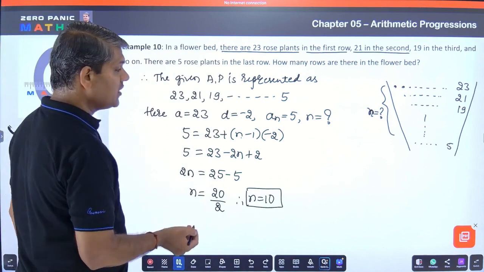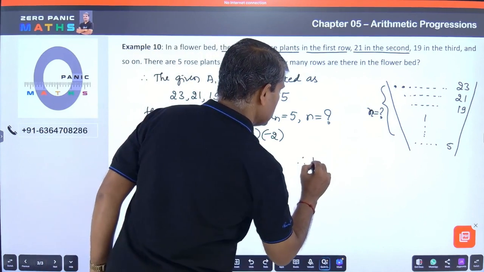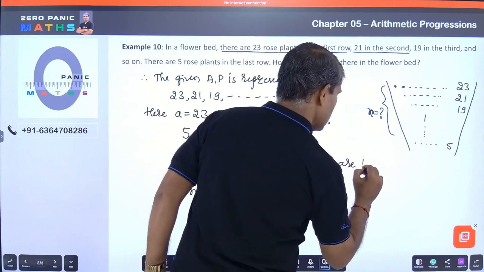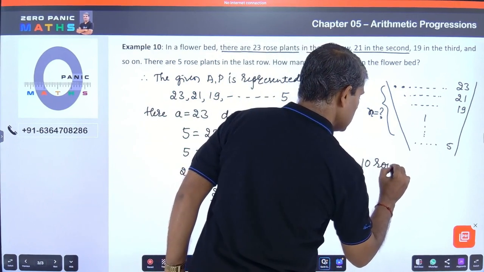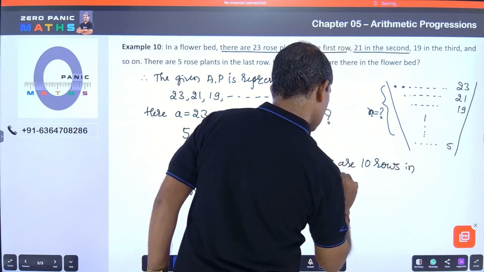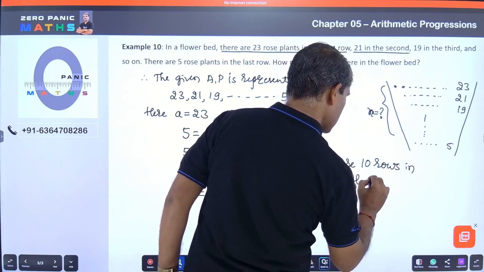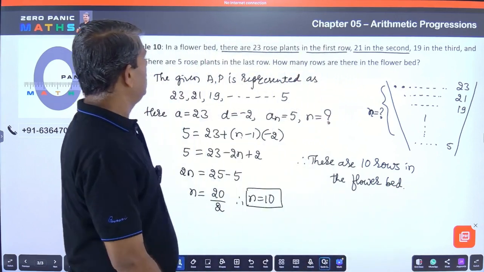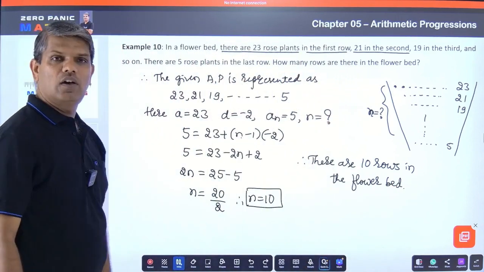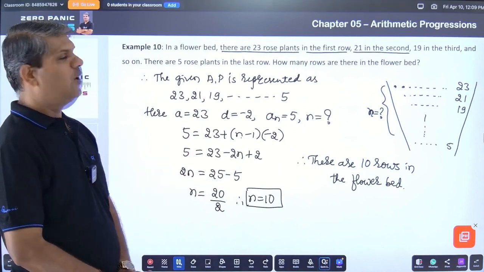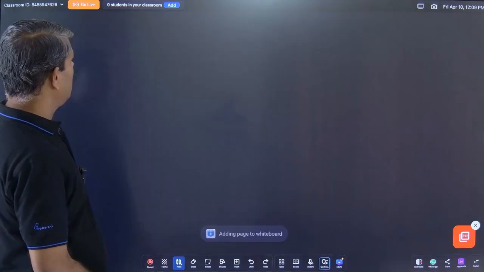So what is the answer? Therefore, there are 10 rows in the flower bed. This is the answer.